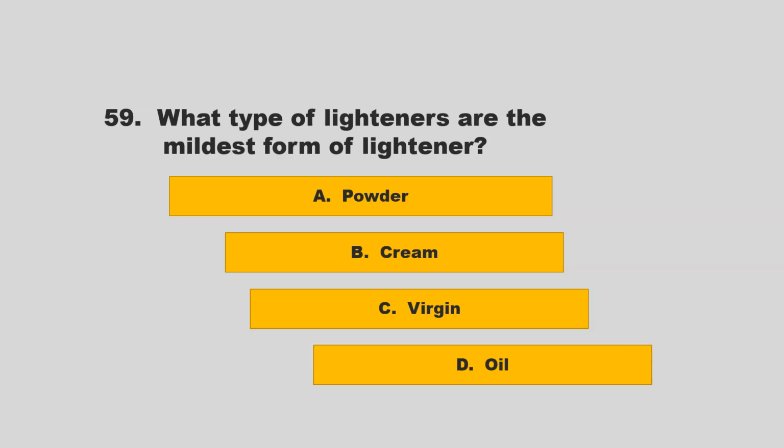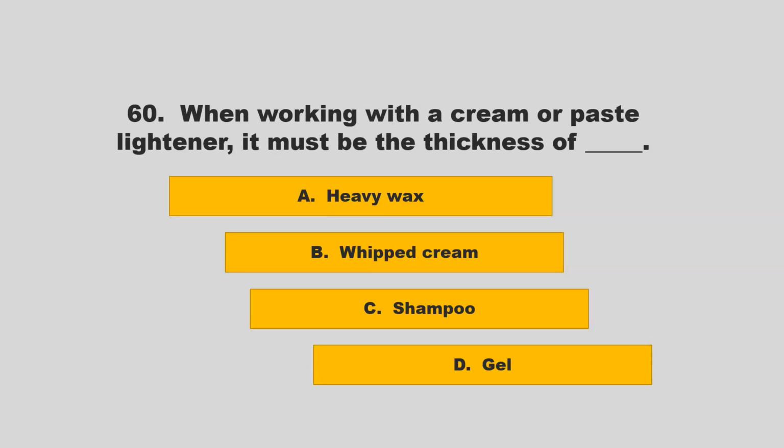What type of lighteners are the mildest form of lightener? Is it powder, cream, virgin, or oil? If you chose D, oil, you are correct.